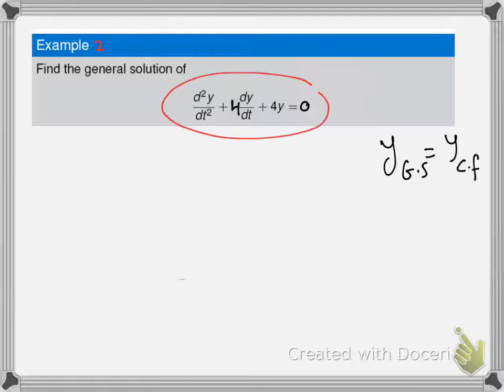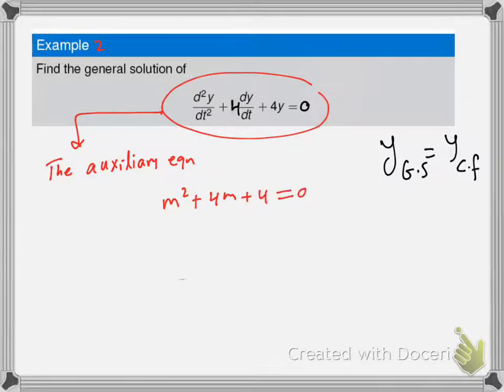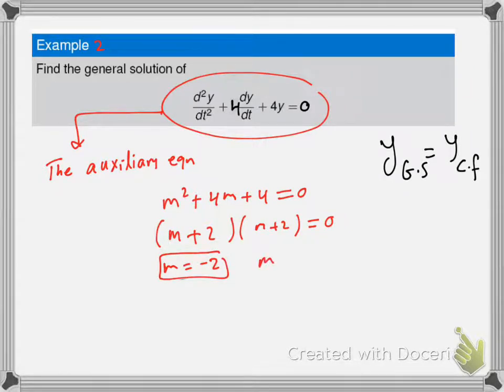To solve this equation, at the beginning I will find the auxiliary equation, which is m squared plus 4m plus 4 equals 0. Now I will factorize this equation to find the roots, which is m plus 2 and m plus 2. Accordingly, the roots become m equals negative 2 and m equals negative 2. The special thing about those roots is that they are the same.